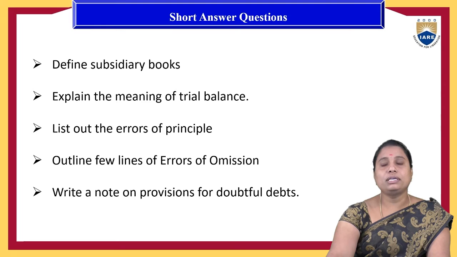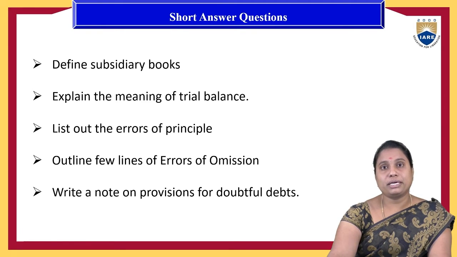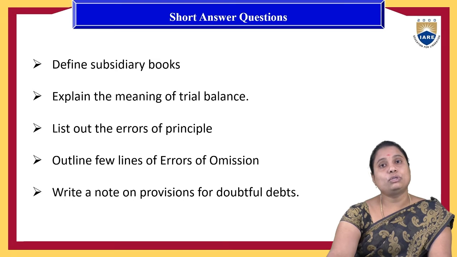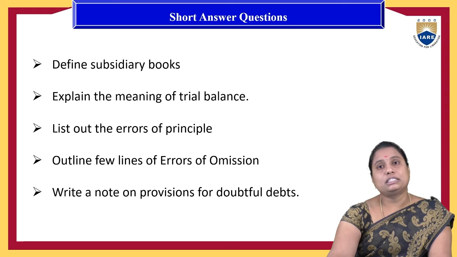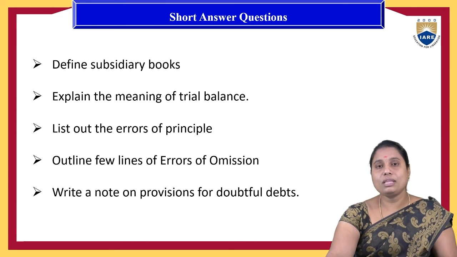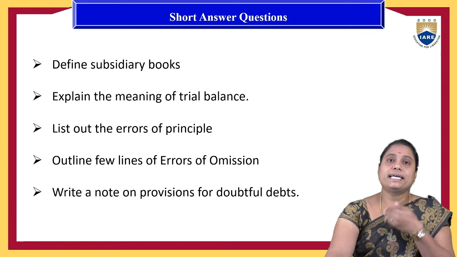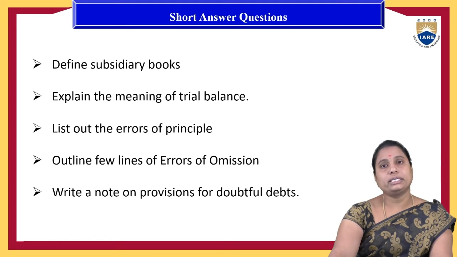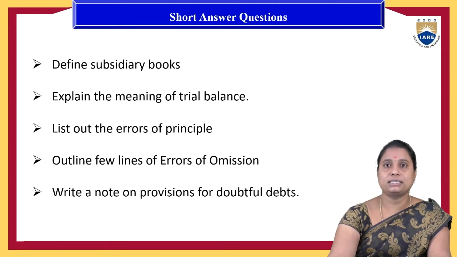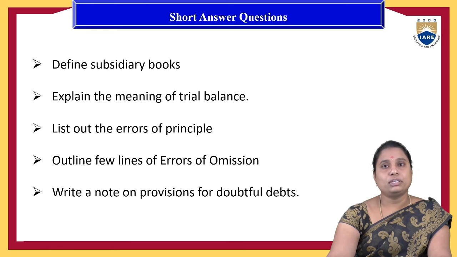and list out the errors of principles and what kinds of errors: errors of omission, errors of commission, fraud, all the 5 types of errors we need to explain under the principles. And separately, we can write a description about the error of omission, that is forgetting the entry of the transactions intentionally or unintentionally. Those 2 situations we need to explain under the errors of omission.